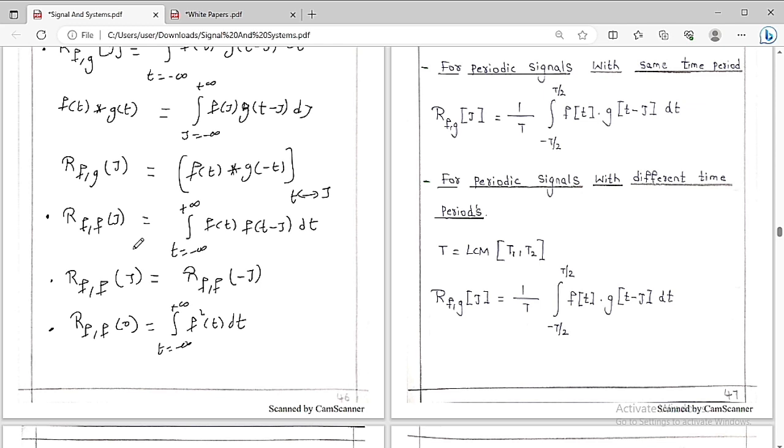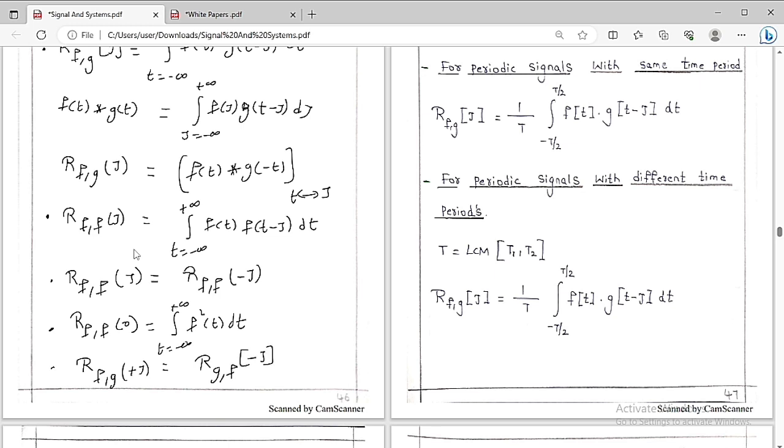So this one you have to remember. Always keep in mind that the cross correlation of f and g at plus tau is equal to the cross correlation of g and f at minus tau. So this one you have to keep in mind.